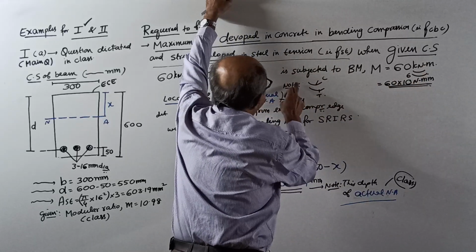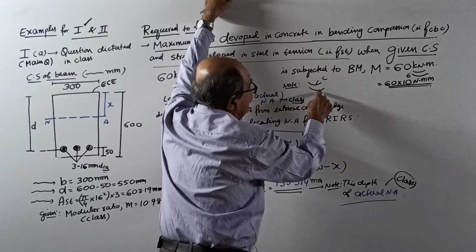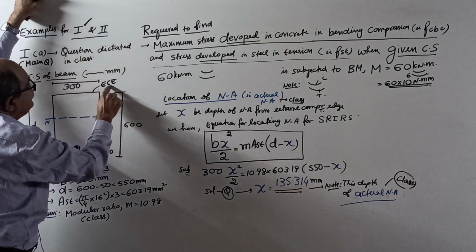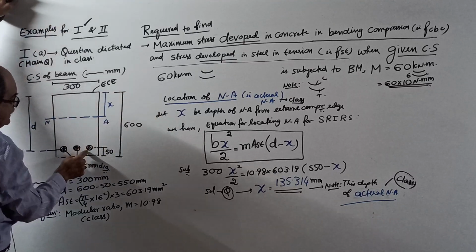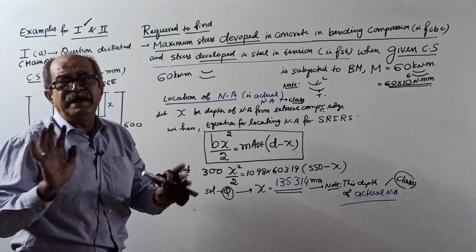Sagging, note, sagging BM: upper side top fiber compression, bottom side tension. So this is the extreme compression edge. Don't write that way. From there, you are measuring X. Tension comes down. Okay. Now, first, put the main data.